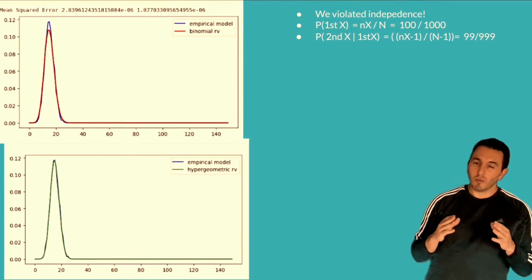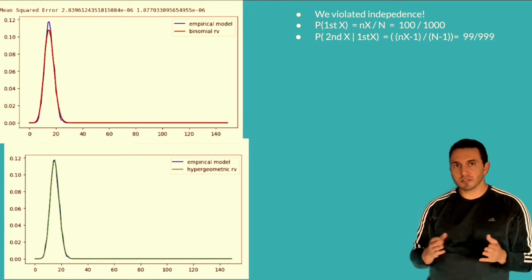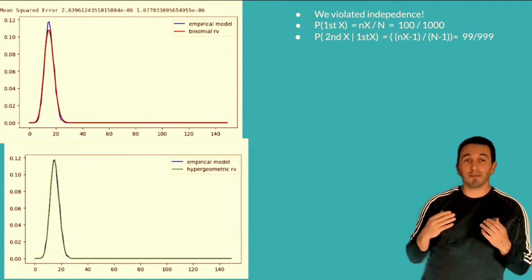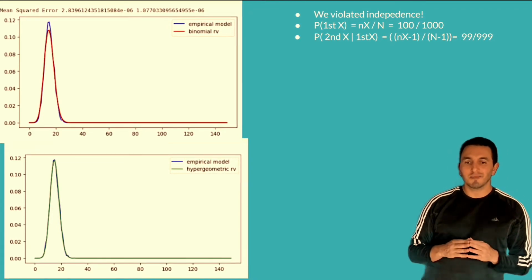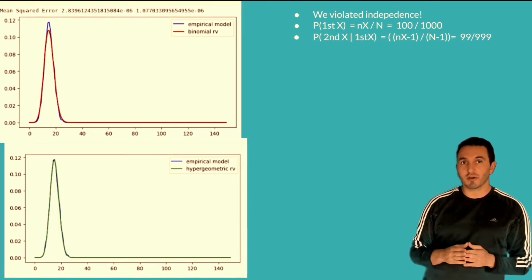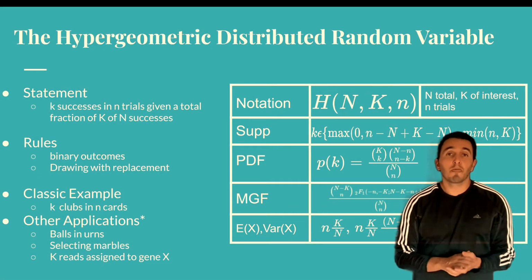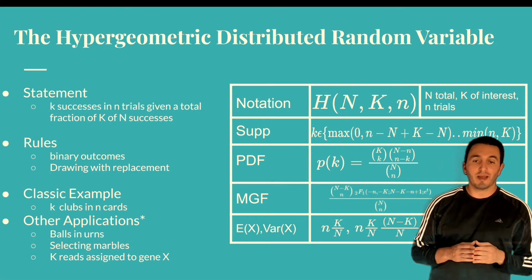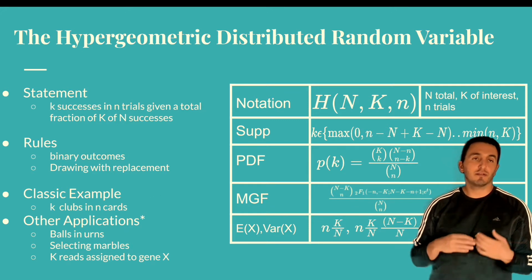So what we're seeing here is it's close, but not quite. So the binomial works, but it's not actually the correct random variable to describe this phenomenon. So, what is the correct random variable? Well, that's the hypergeometric distributed random variable.